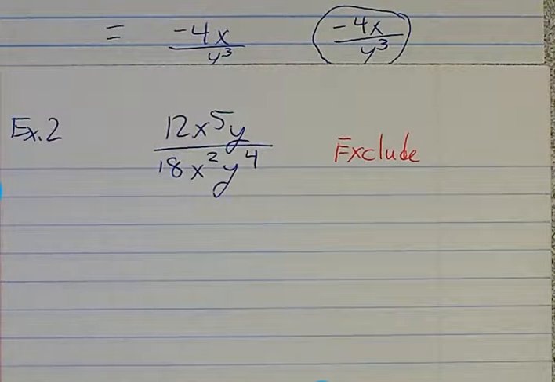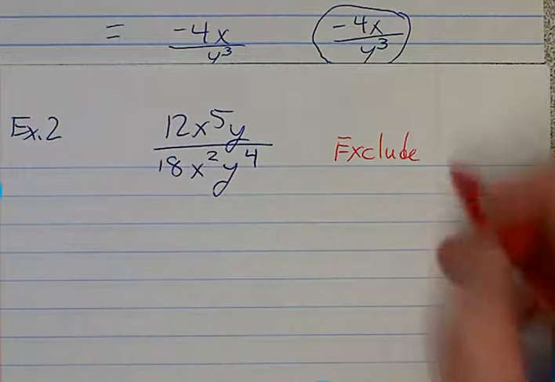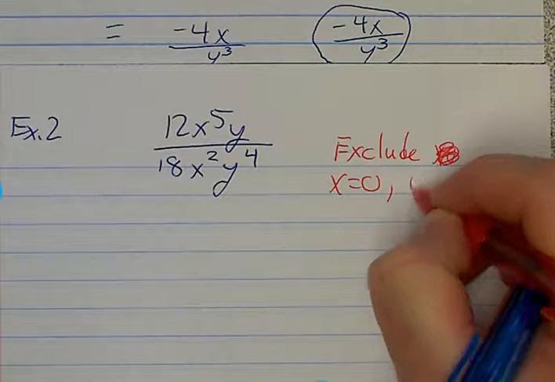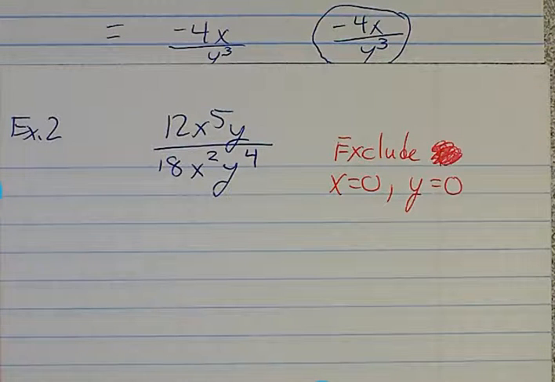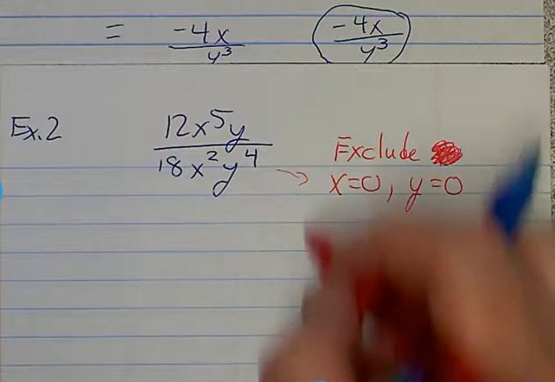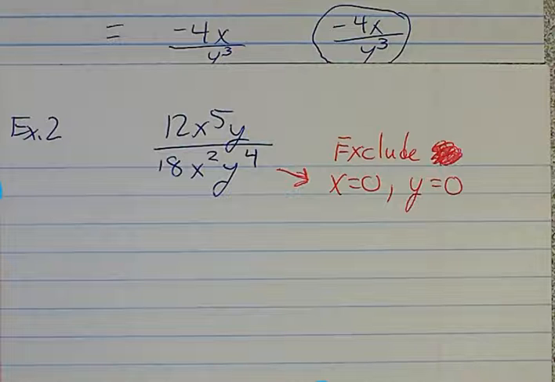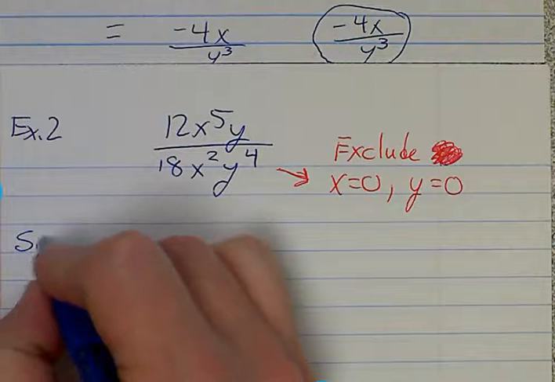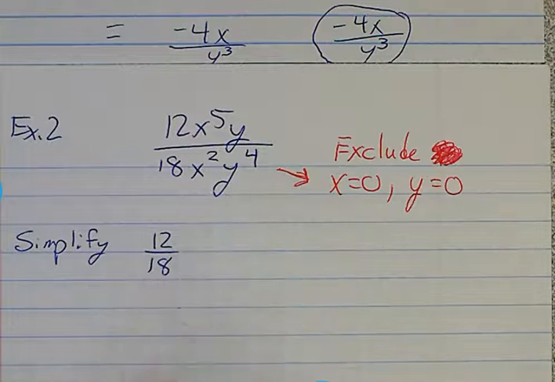Okay, and again, excluded values on these should be really easy because if it's all crammed together, you just take whatever variables you have, in this case x and y, and say we're going to exclude x equals 0, and we're going to exclude y equals 0. So again, you just take whatever's in the denominator and set any of those variables equal to 0. And when you simplify it, just do it one piece at a time.